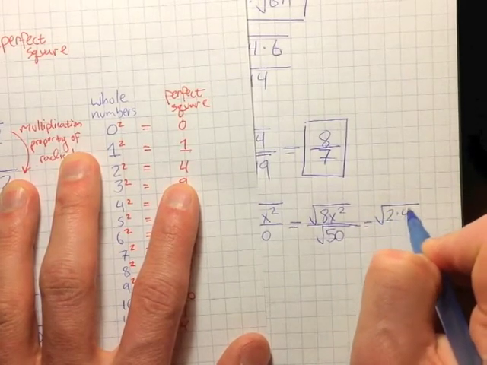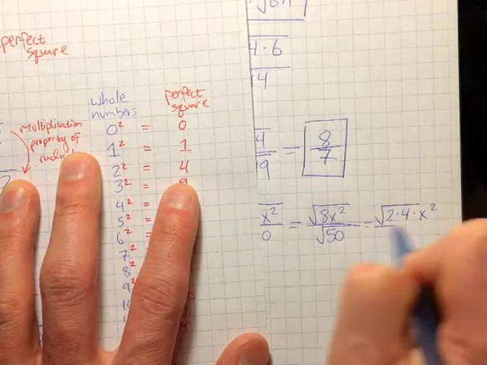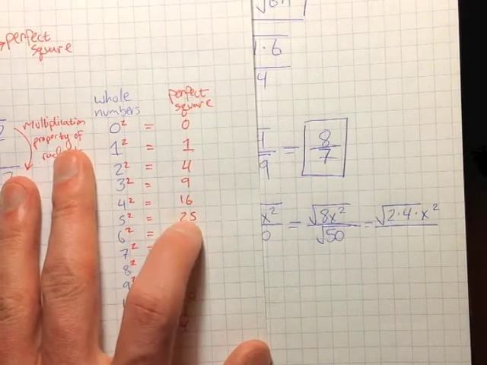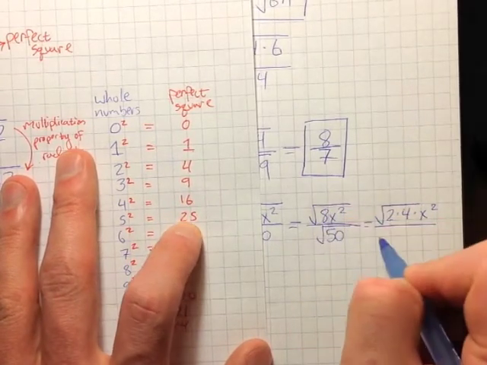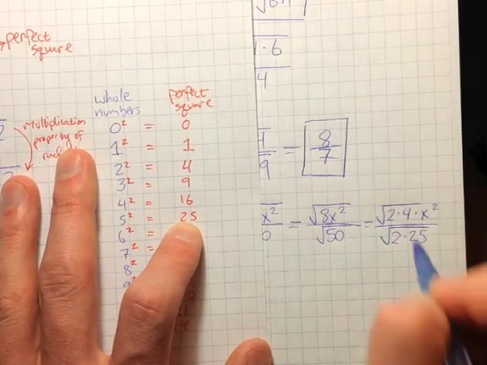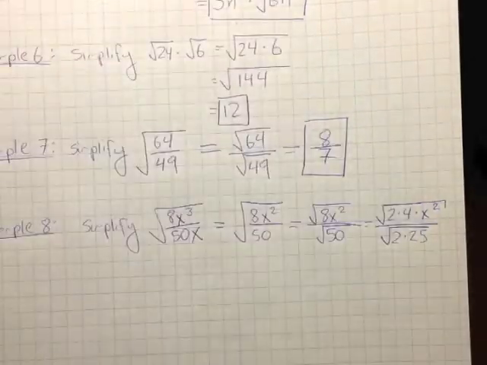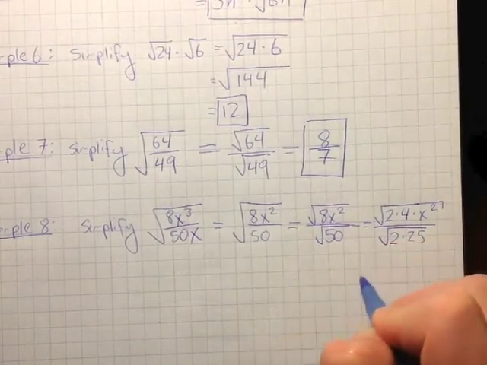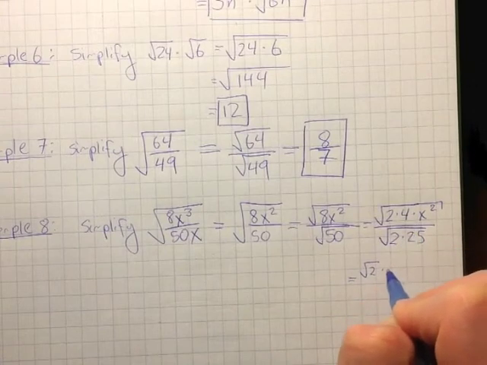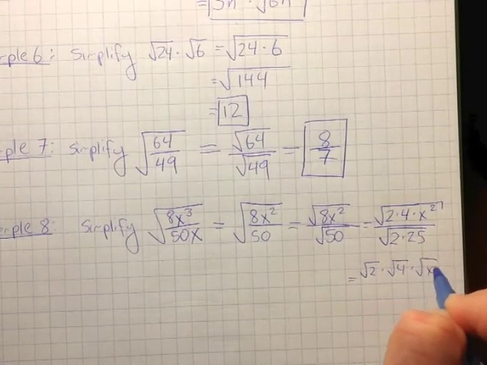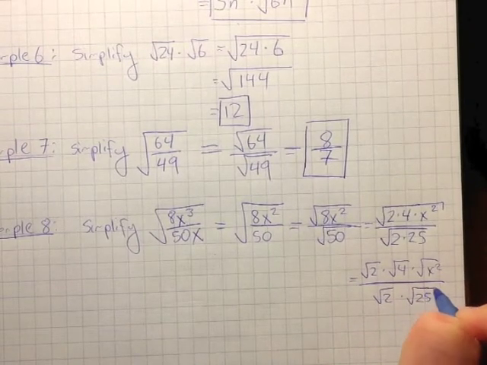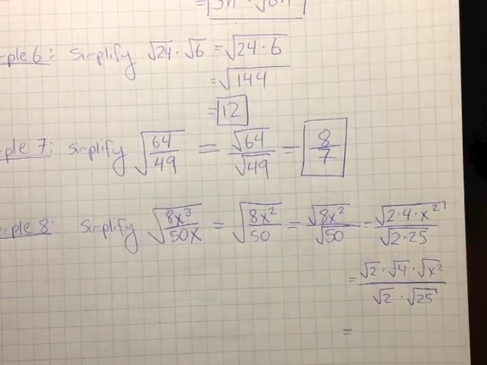2 times 4 times x squared divided by, now 50. Does 50 have a perfect square factor? Yeah. 25 can go into 50. So let's write this as 2 times 25. Good so far? Now, from here, let's see, square root of 2 times square root of 4 times square root of x squared divided by square root of 2 times square root of 25. Good, good. Now here, let's start to simplify.